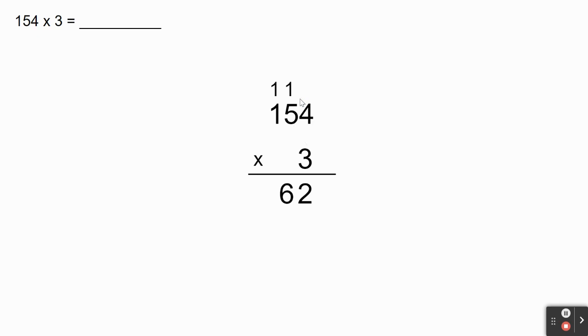Finally, we're going to multiply by the hundreds place. 3 times 1 is 3, plus the 1 that we regrouped is 4. So our answer is 462.